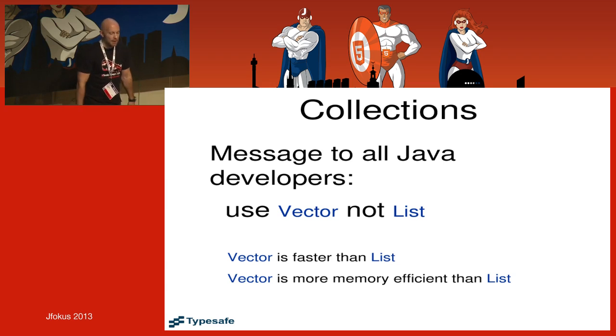Okay, message to all Java developers, and there are quite a lot of you here today. Don't use List when you come into Scala, because you're thinking of ArrayList in Java. Use Vector instead. Vector is much faster than List, and Vector is more memory efficient than List, at least for larger collections. So always use Vector instead of List. Don't just replace array with List, use Vector.